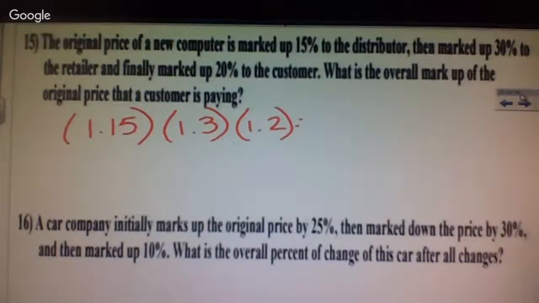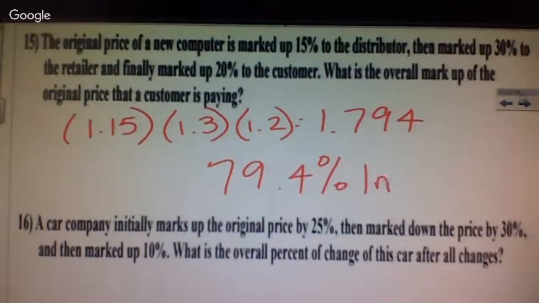Overall, how much are we paying? 1.794. So we're paying 79.4% increase on top of the original price. You're paying 79.4% over the original price.